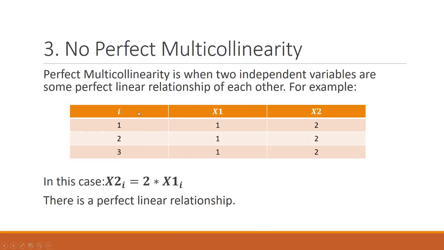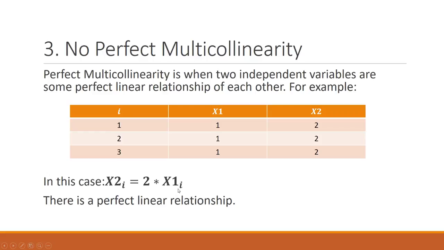Here's an example. Let's look at some data where this would be the case. We have 3 individuals, indexed by i, and we have variables x1 and x2. For all 3 of our individuals, x1 equals 1 and x2 equals 2. These variables have a perfect linear relationship with each other. What do I mean by that? Well, in this case, x2 equals 2 times x1.